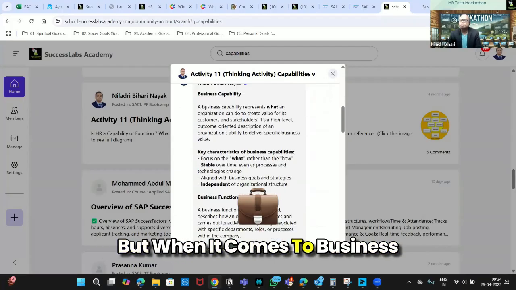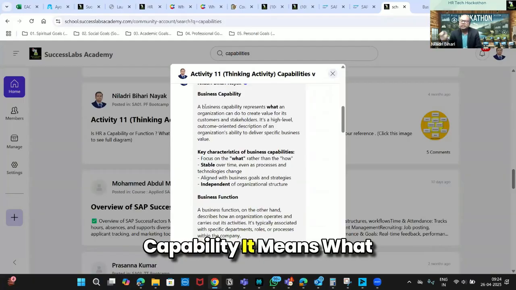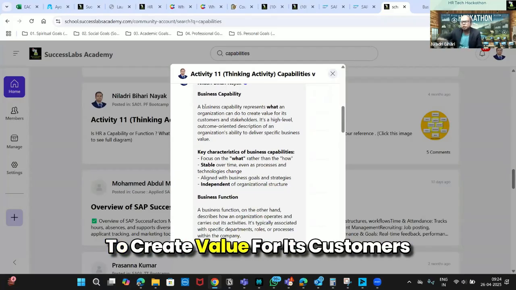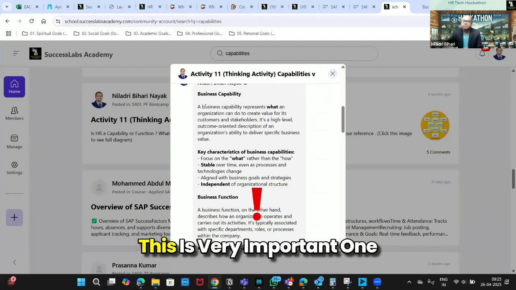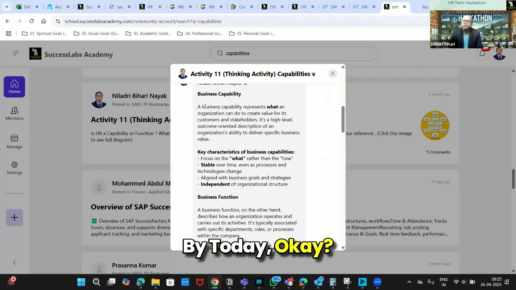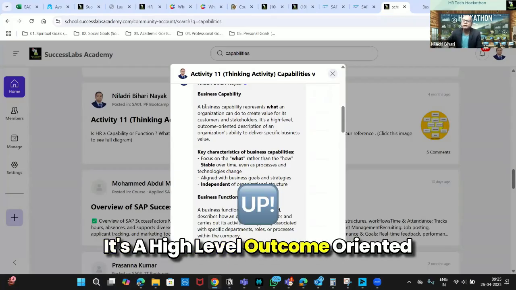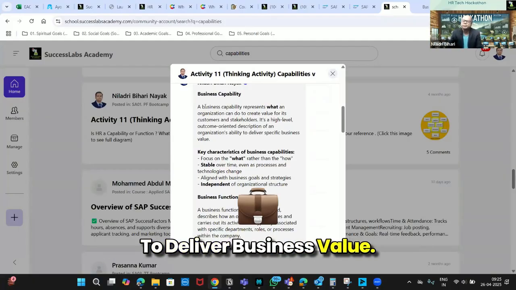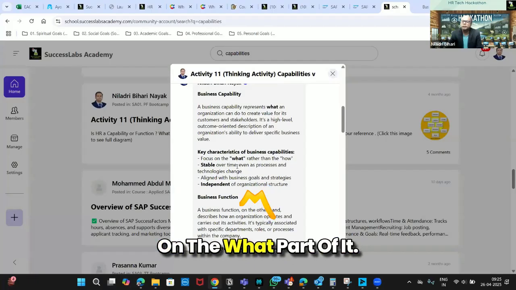But when it comes to business capability, it means what an organization can do to create value for its customers and its stakeholders. This is very important to understand, by the way. Okay, it's a high-level, outcome-oriented description of an organization's ability to deliver specific business value. So this always focuses on the what part of it.